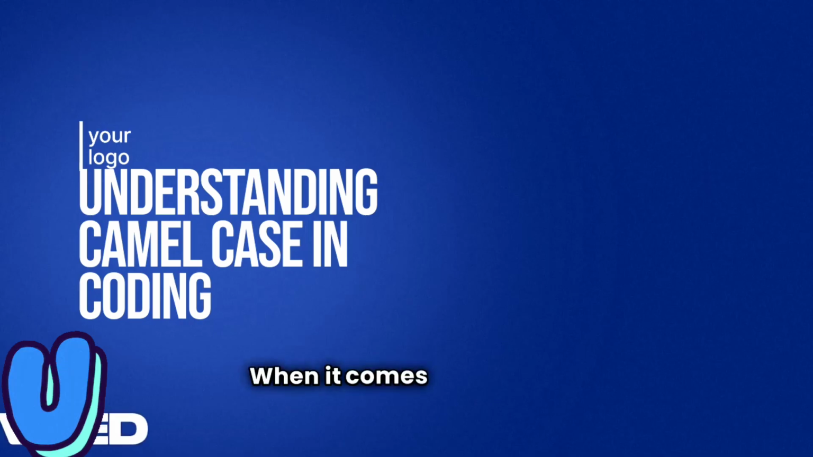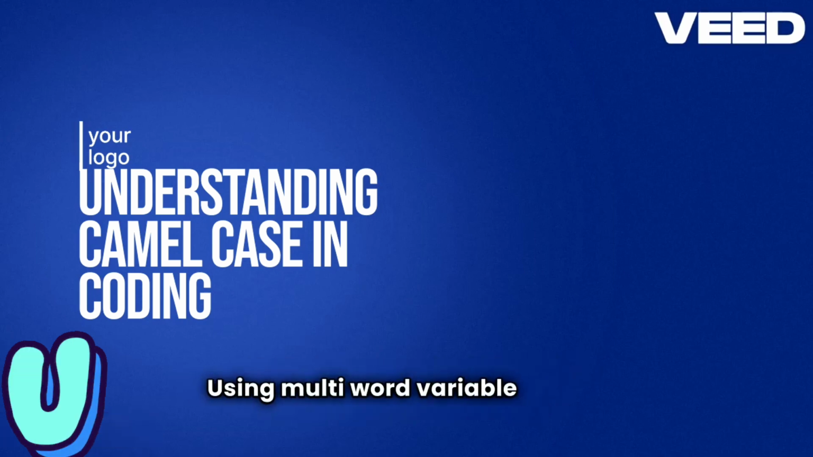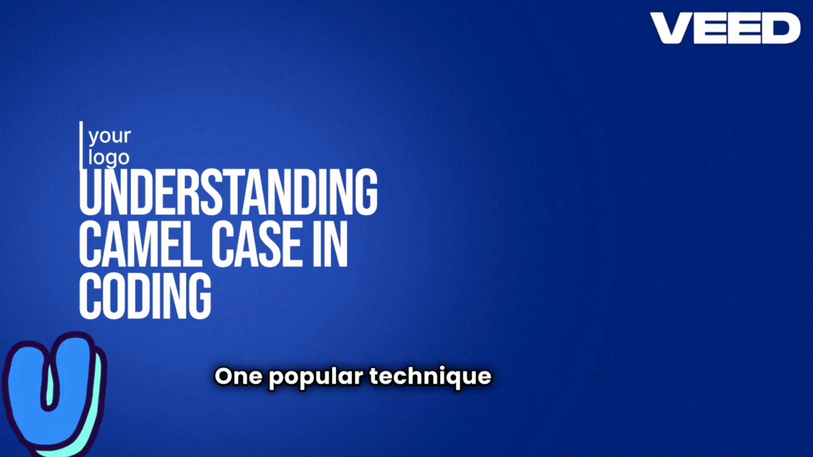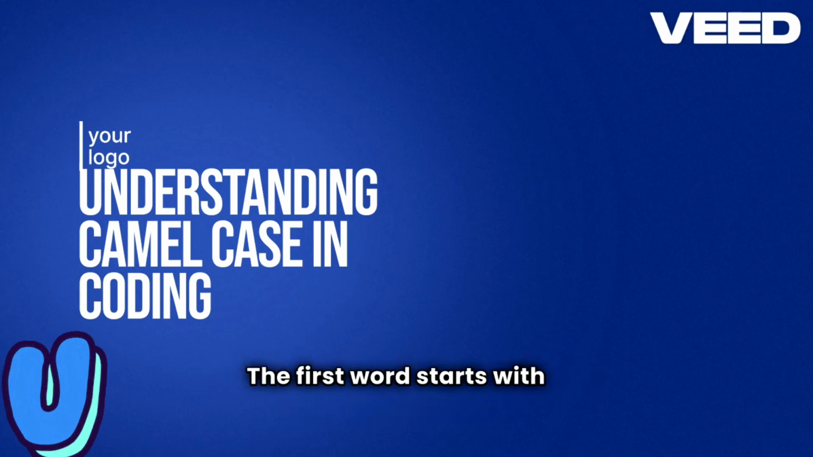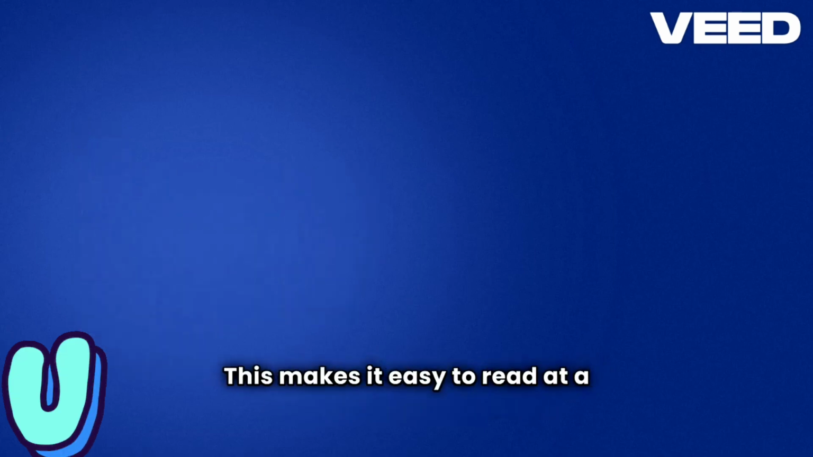When it comes to variable names, clarity is key. Using multi-word variable names can often lead to confusion, but fear not. One popular technique is camel case. Imagine writing a variable like userProfileData. The first word starts with a lowercase letter, while each subsequent word kicks off with a capital letter. This makes it easy to read at a glance.